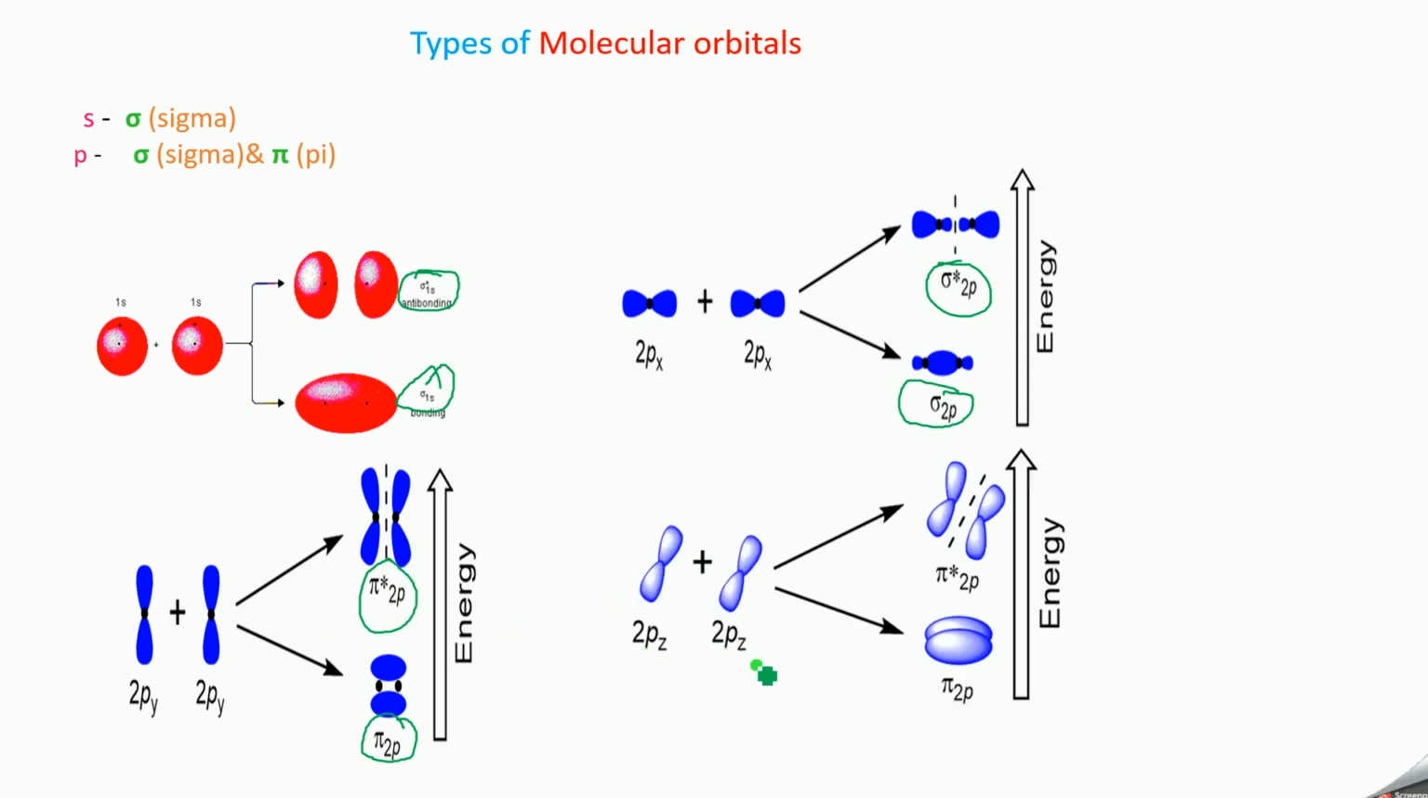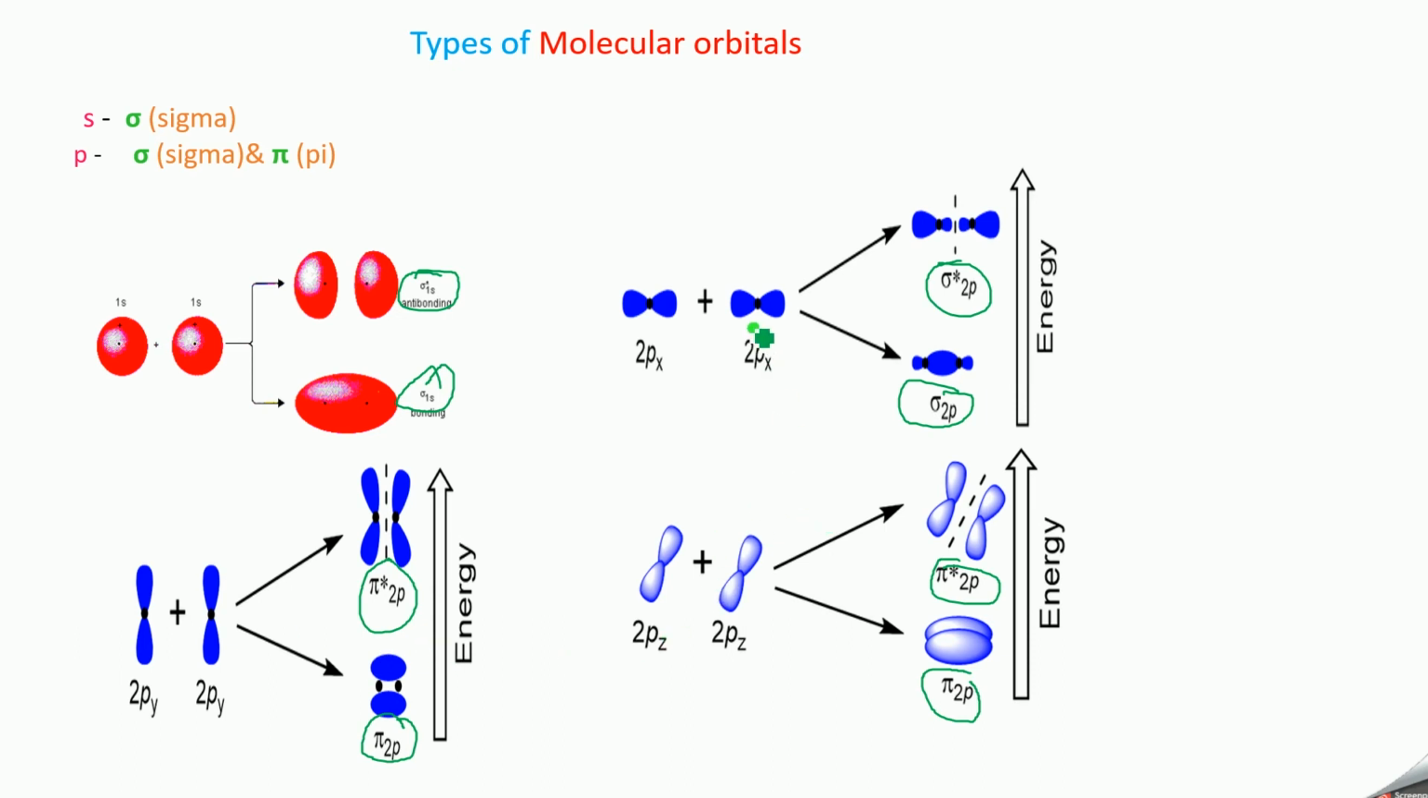Similarly, 2pz and 2pz will undergo overlap to form two molecular orbitals, pi 2p and pi star 2p. So these are the molecular orbitals from the pz atomic orbitals. So we get the molecular orbitals sigma 1s, sigma star 1s, sigma 2p and sigma star 2p, mainly due to head-on overlap. Then pi 2p and pi star 2p, twice, so two pi orbitals and two pi star orbitals, mainly due to lateral overlap.